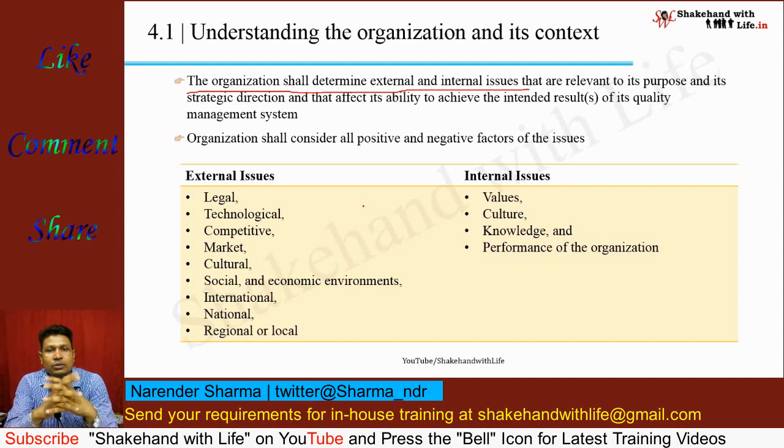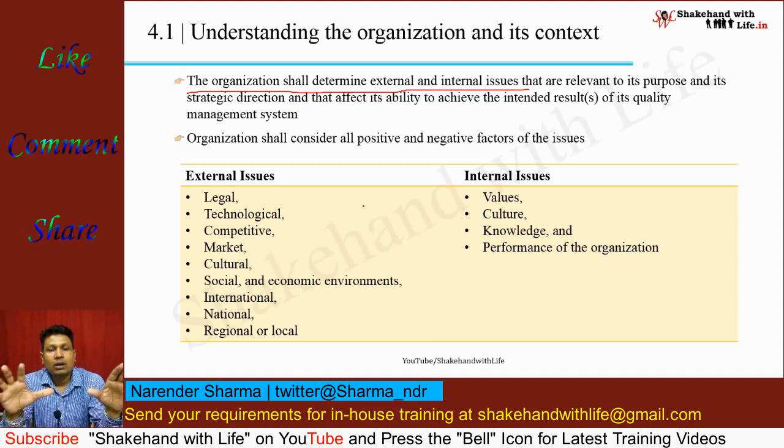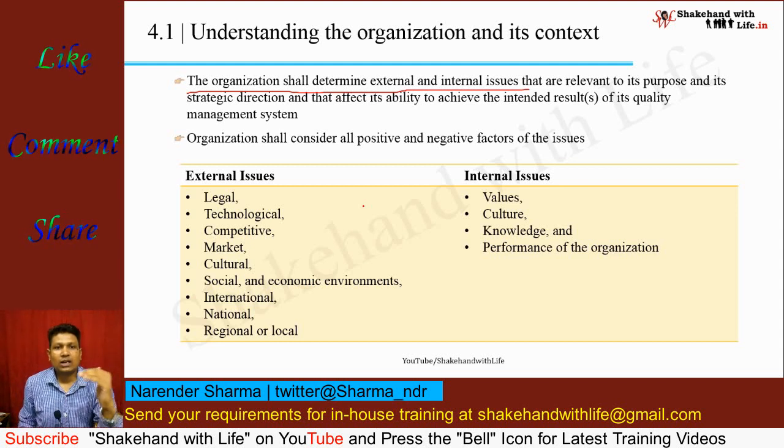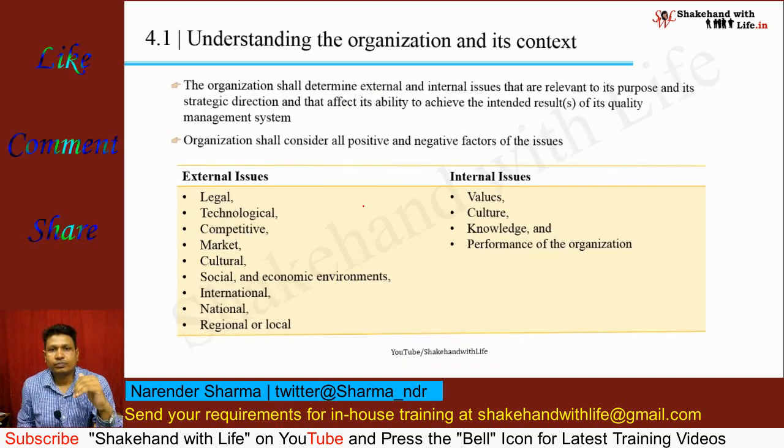Now come to the internal issues. Internal issues are the values, what kind of values are inculcated in the organization by the top management, what type of culture is propagated by the employees in the organization, what is the knowledge level of the employees in the organization, and what is the performance level of the organization. These are some of the internal issues with which the organization has to deal. So this was clause number 4.1 about understanding the organization and its context.